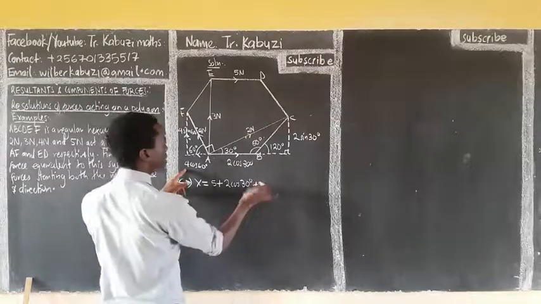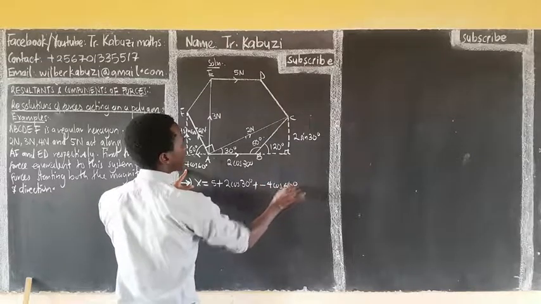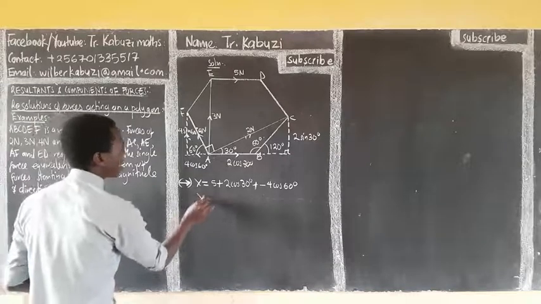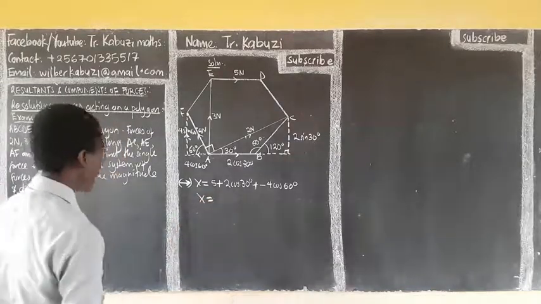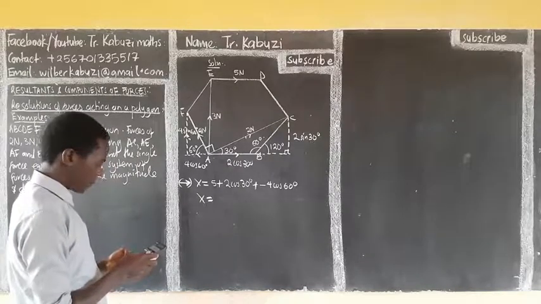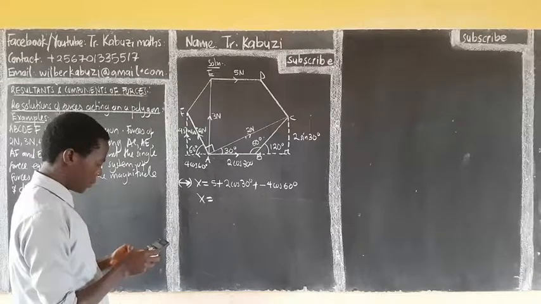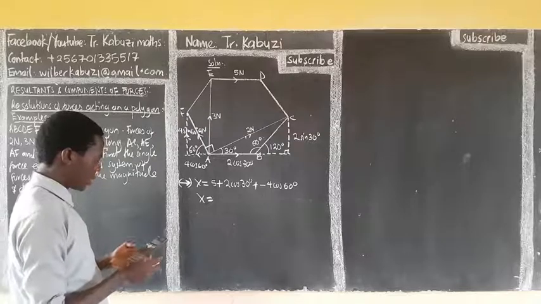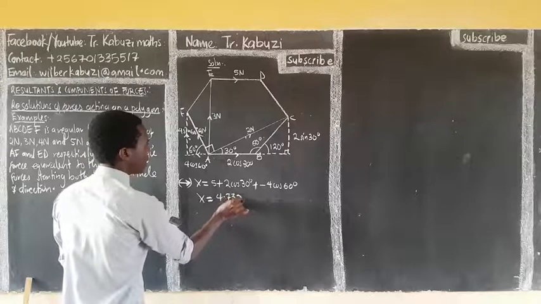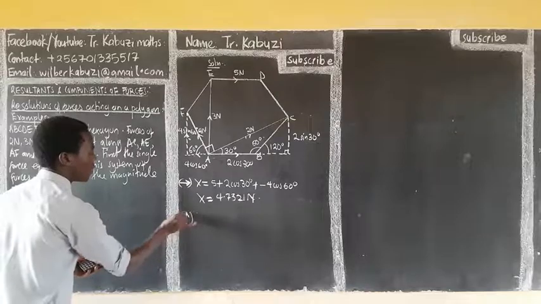So this one is opposite, so it's going the other side. So 4 cos 60 degrees. Is there any other force? I think that's all we have. So then our x is going to be, we press those on the calculator, so 5 plus 2 cos. So here I'm getting 4.7321 newtons.